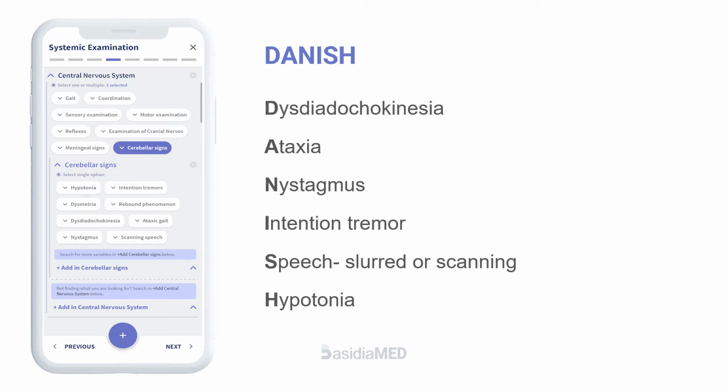The mnemonic DANISH is commonly used to recall the important cerebellar signs. Lesions of the paleocerebellum result in abnormalities of posture, stance, and gait.